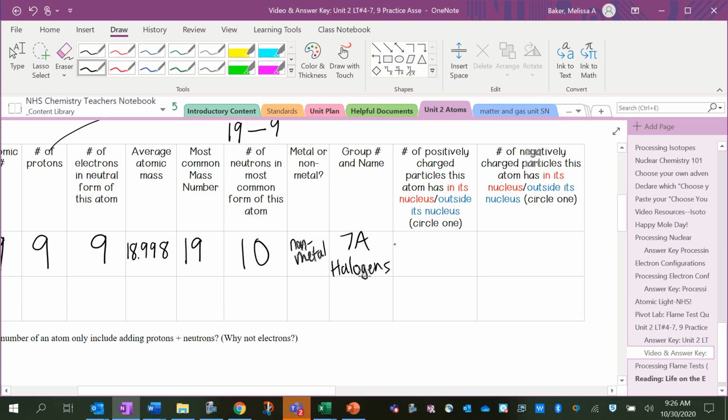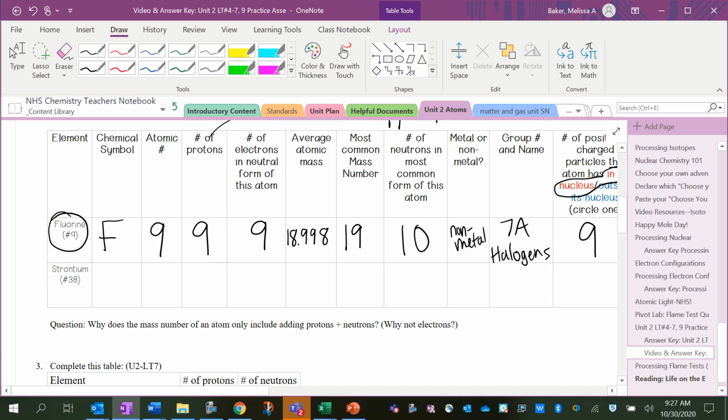How many positively charged particles does this atom have in its nucleus or outside its nucleus? Well, it has 9 positive protons in its nucleus because protons are found in the nucleus. And it has 9 negatively charged particles outside the nucleus because electrons are found outside the nucleus.